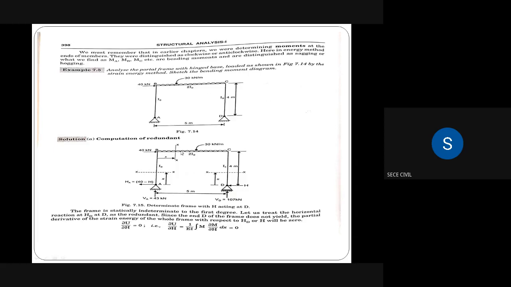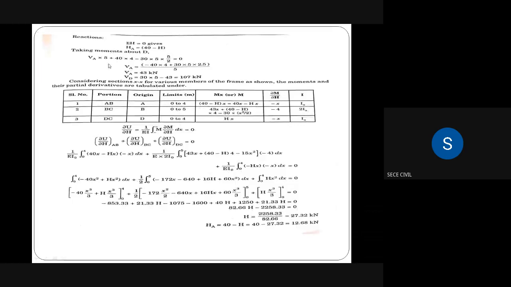And then we have the UDL. Because of this UDL, we get an anti-clockwise moment, so minus 30 into 5 into 5 by 2. That is what they mentioned here: VA into 5 plus 40 into 4 minus 30 into 5 into 5 by 2 is equal to 0. Finally, we get VA as 43 kilonewton.